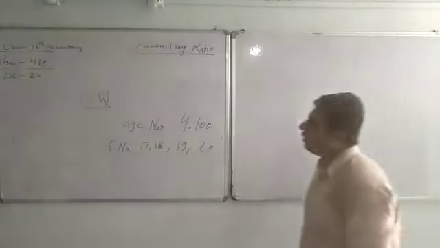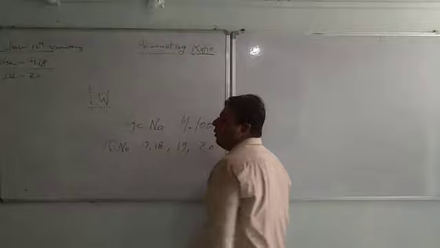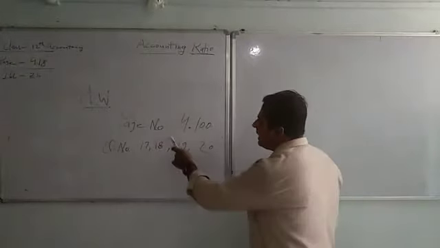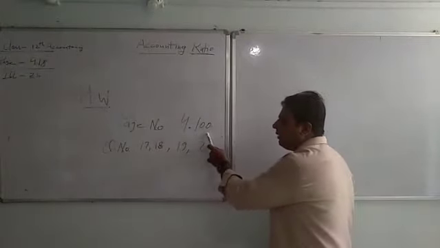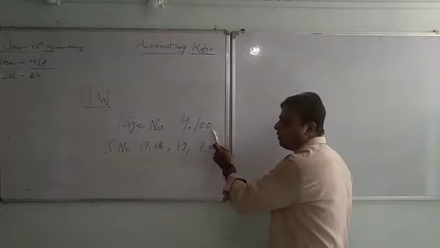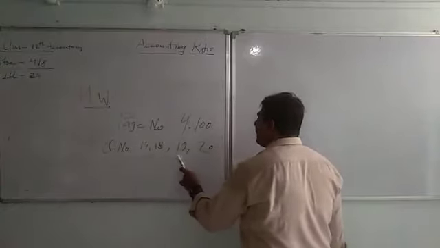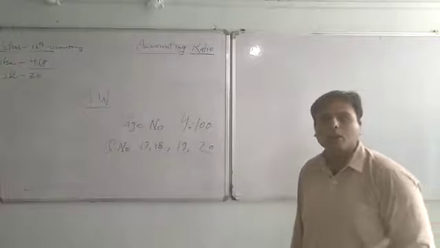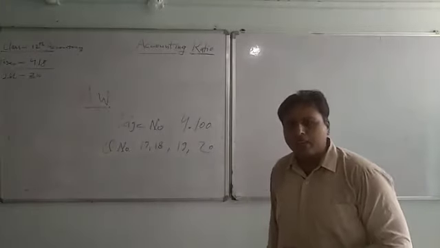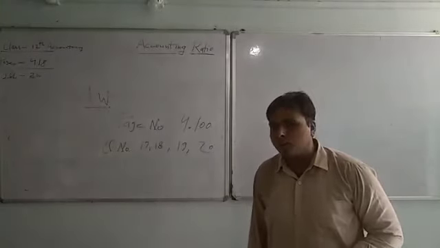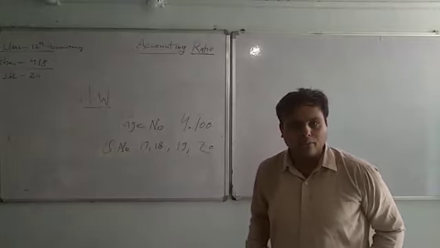Here are the homework questions. Page number 4.100, question number 17, 18, 19 and 20 that you have to solve. They are the unsolved questions. Practice well. If any problem comes, contact me. I will cover it in the next video lecture.